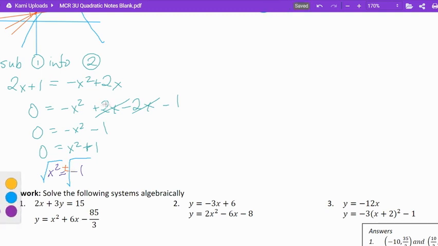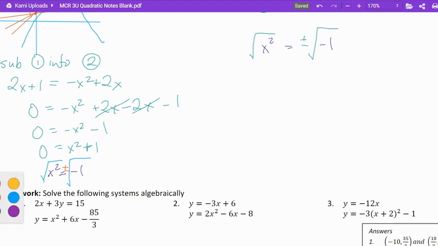So wait, let me rewrite it here because it got a bit messy. So I had x squared equals negative 1. And then I'm like, okay, no problem. I'll get rid of the squared by taking the square root. As soon as you're taking a square root of an x, you're writing plus or minus. That means we have two answers.